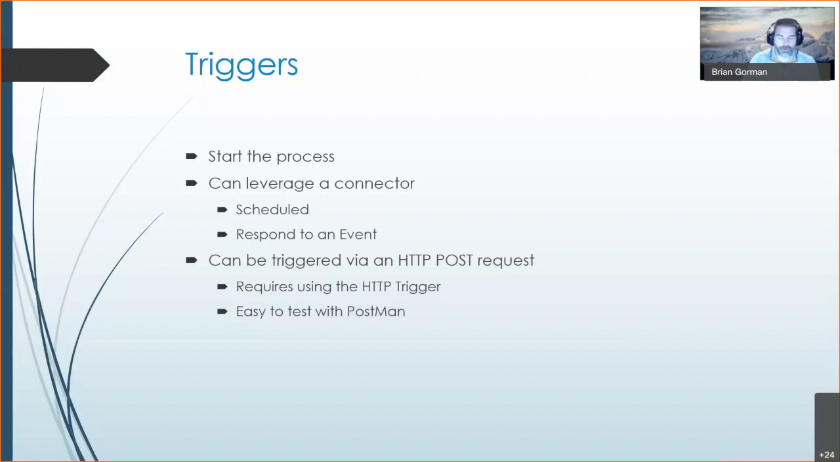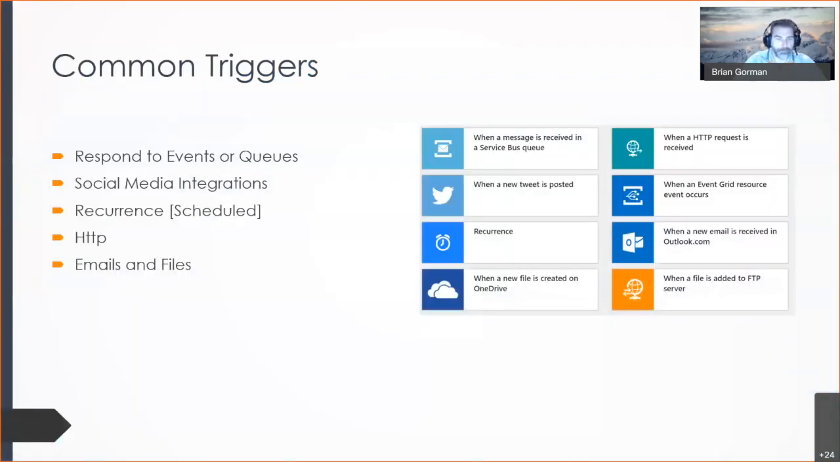So if you have a process you need to separate from an application, you could easily create a Logic app that's triggered by an HTTP post and then just trigger it with your code, passing the payload you need for your Logic app to fire.